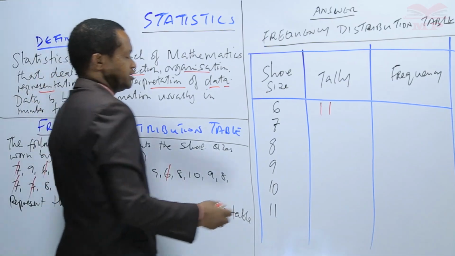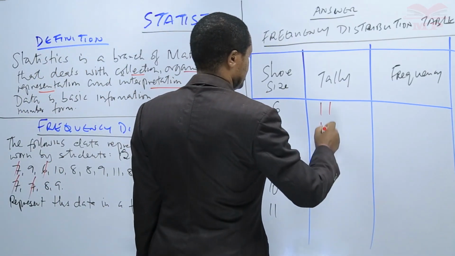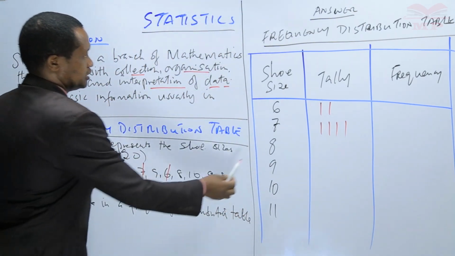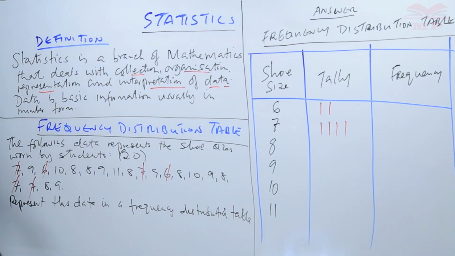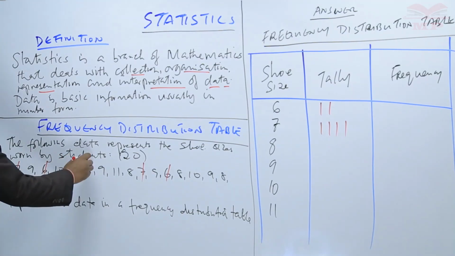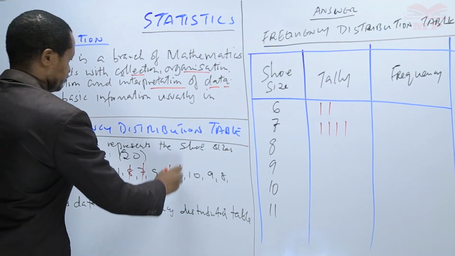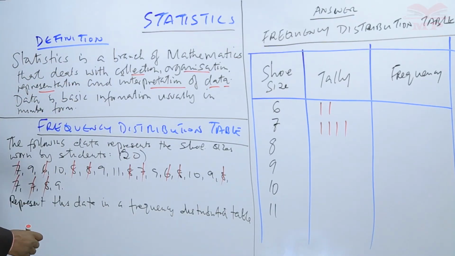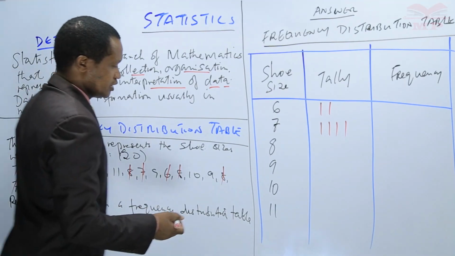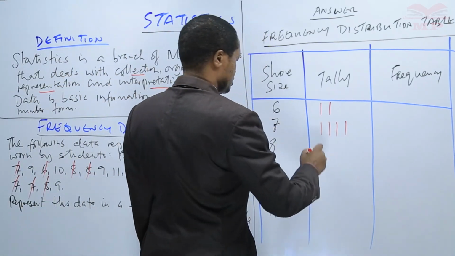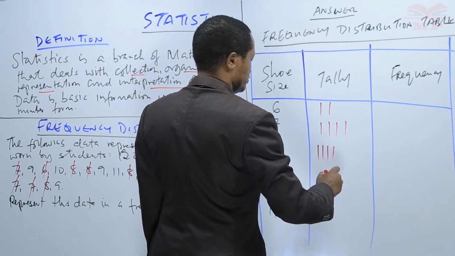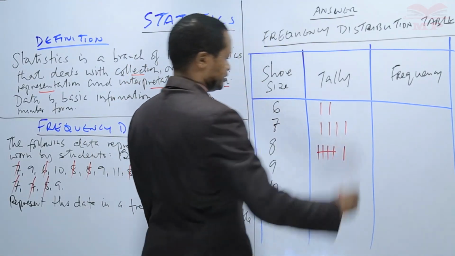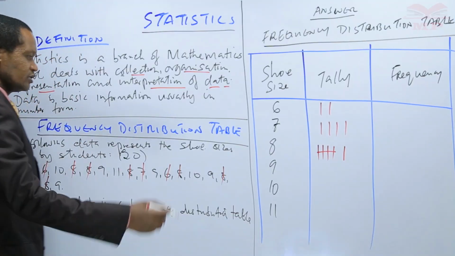So we come here and show the strokes: 1, 2, 3, 4. 4 strokes. Shoe size number 8, you have 1, 2, 3, 4, 5, 6. So we'll come here and indicate the strokes: 1, 2, 3, 4, 5 and 6. 5 plus 1 is equal to 6.